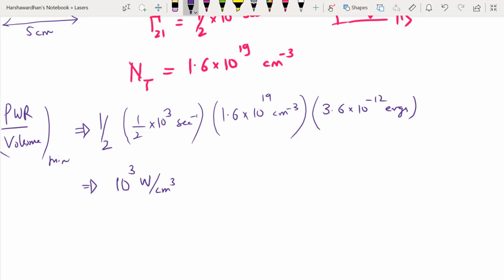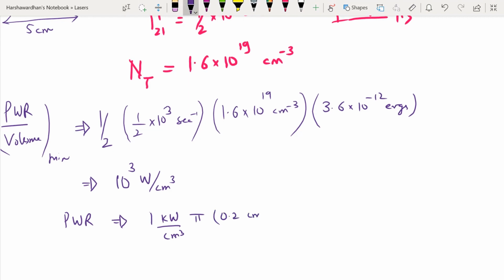And now if you are looking at a ruby rod, the power which I need to deliver to the ruby rod of that size is simply this 1 kilowatt per centimeter cube times pi r square, 2 millimeters, times the 5 centimeters. And you see that this comes out to be about 600 watts. So roughly this is the kind of power levels one is talking about in a situation like this.